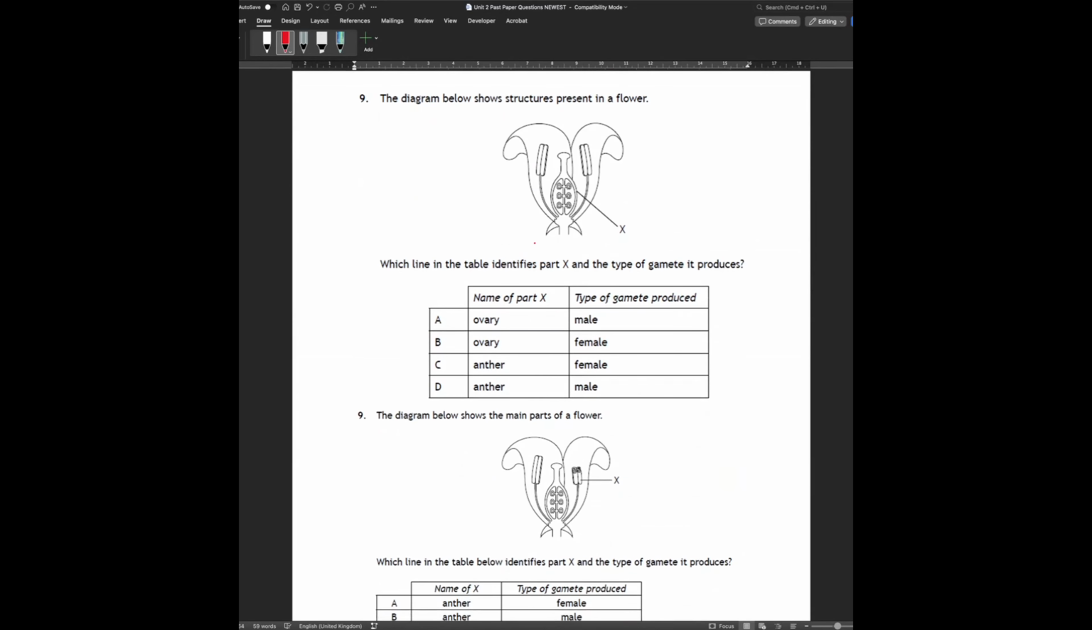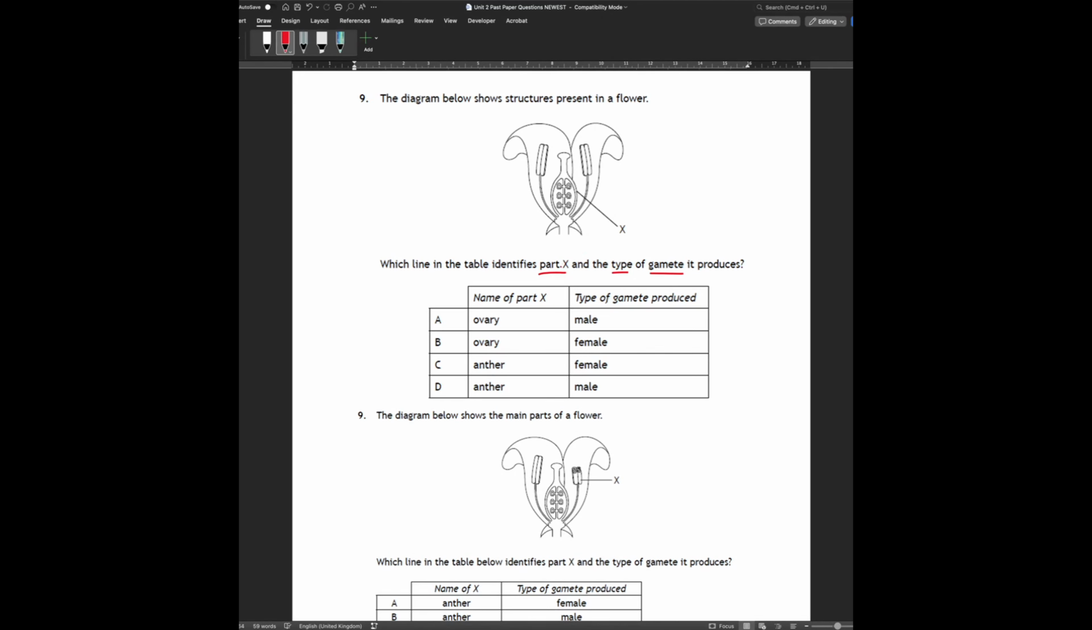Now, number 9 here shows the structures present in a flower. The SQA love to give you a diagram showing the parts of a flower, so it's well worth remembering those plant reproduction parts. Which line in the table identifies part X and the type of gamete that it produces?